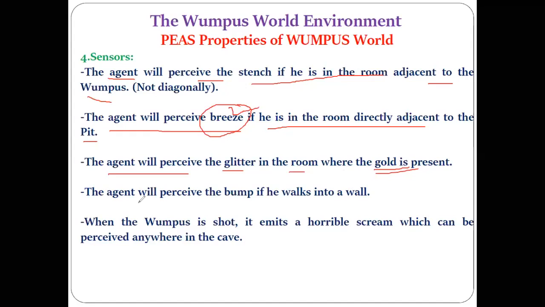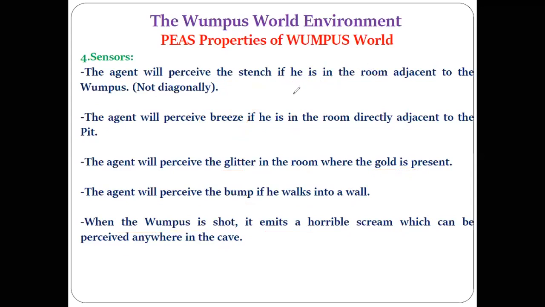Okay, then the agent will also receive the bump if he walks into the wall. Understood? When the wumpus is shot, it emits a horrible scream which can be perceived from anywhere in the cave. When the wumpus gets killed, he will scream, and that kind of sound must also be detected. Okay, so this is all about the different kinds of properties, that is the PEAS properties of the Wumpus world environment. I hope all of you have got these PEAS properties.